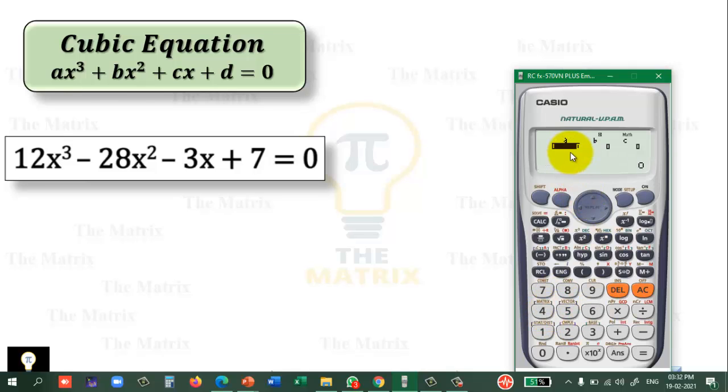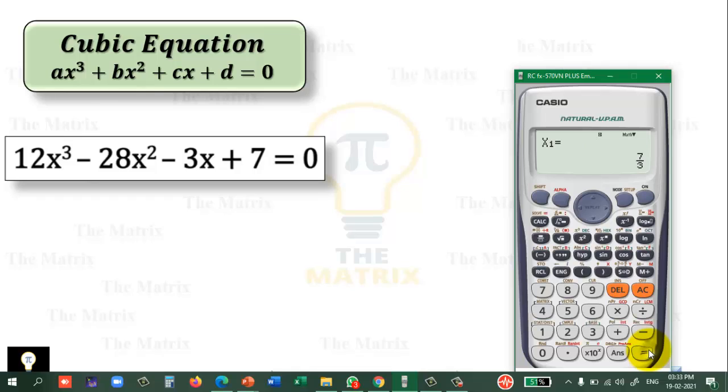Now it is asking for the coefficients. So we have first coefficient 12, then minus 28, press equal to after every number, then minus 3 equal to, and then 7 equal to. So all these values are filled in the calculator.